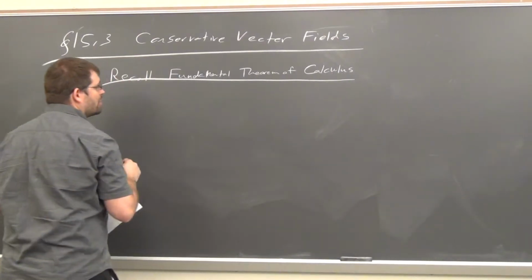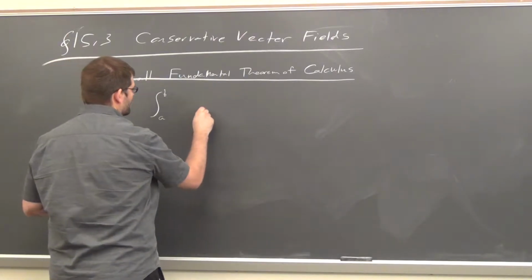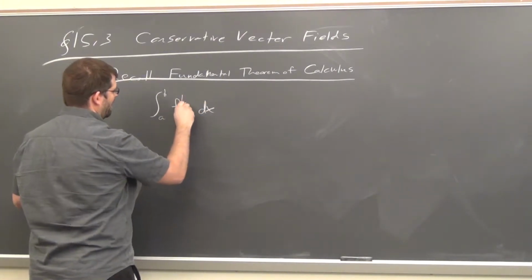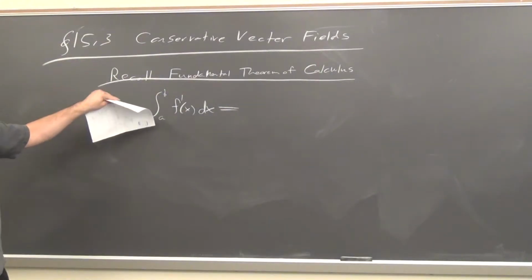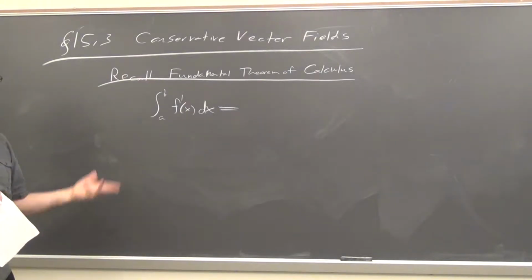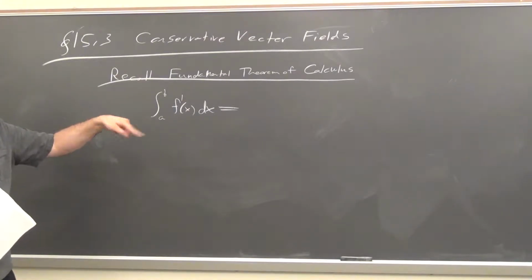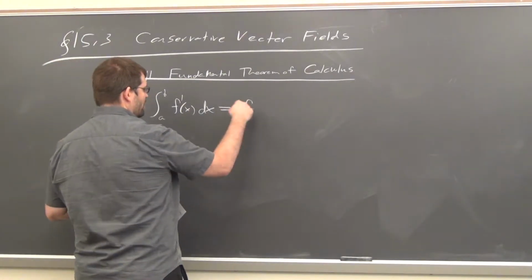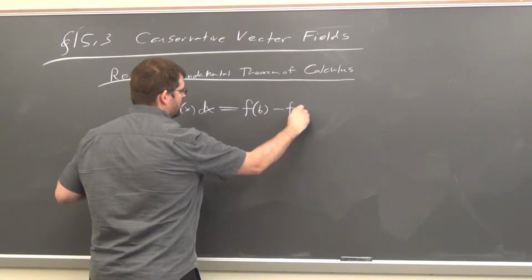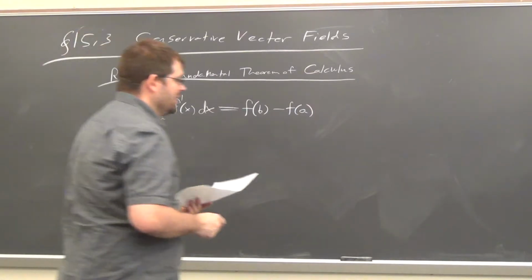Oh, I just crossed out what I had. Let me just do it this way. If you integrate the derivative from A to B, what do you get? How do we integrate anything? We take a function, we find its antiderivative, and then we plug the bounds in. So what's the antiderivative of f prime? It's just f. And then you take f and you plug in your bounds: f of b minus f of a.